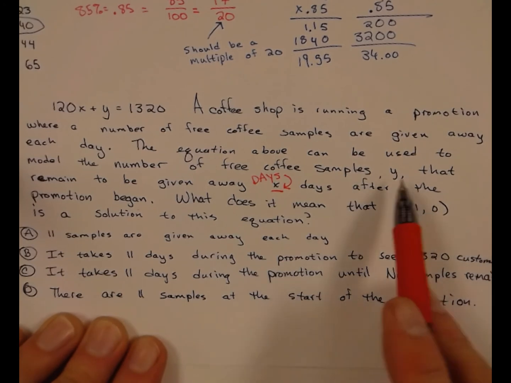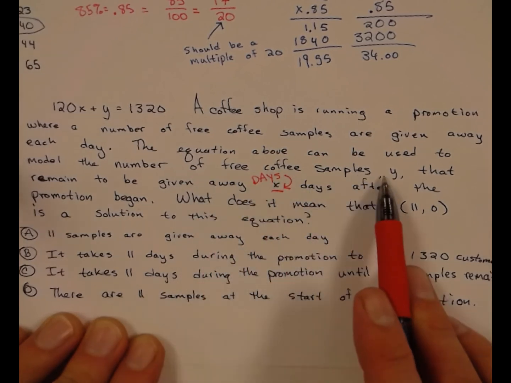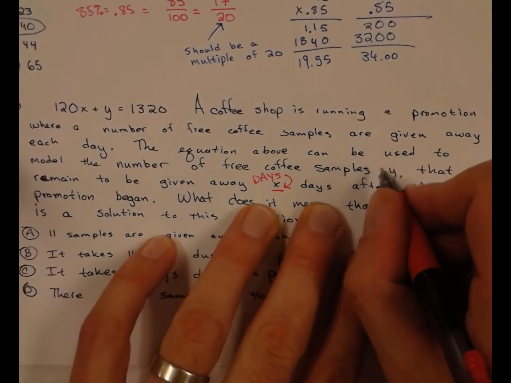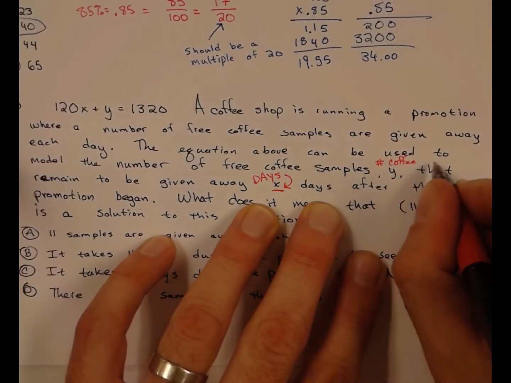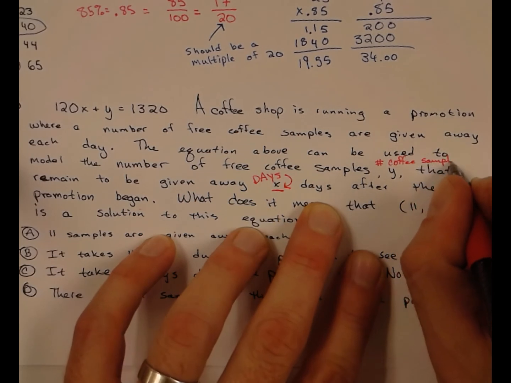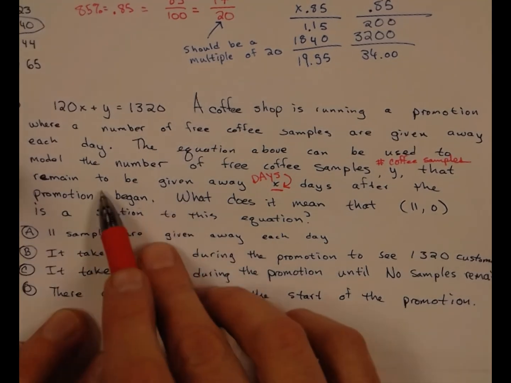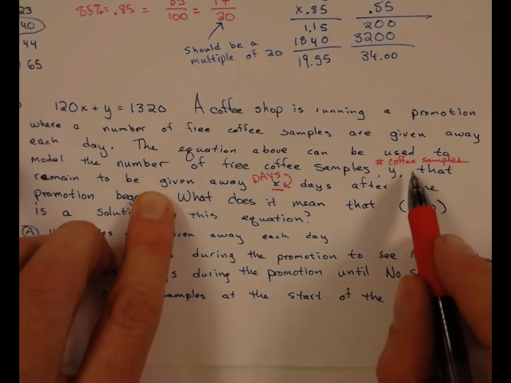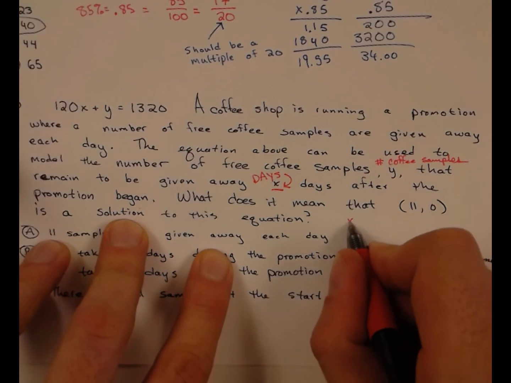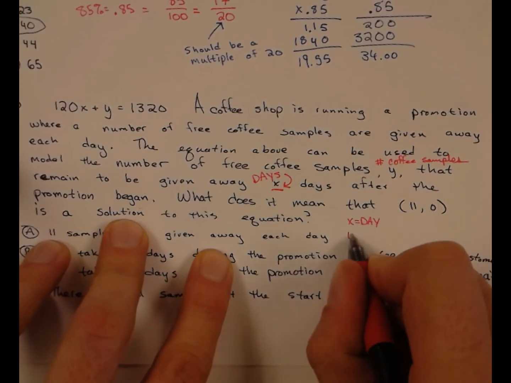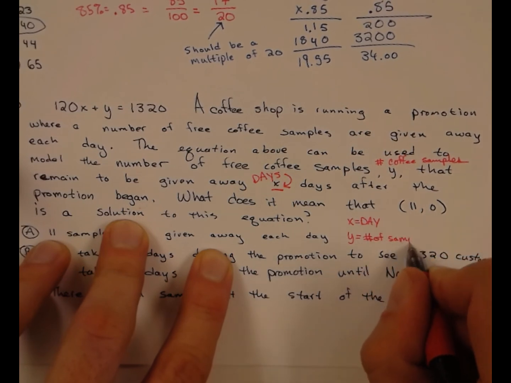And what does y represent? It actually tells us in the problem. The equation above is used to model the number of free coffee samples given. So y is equal to the number of coffee samples that remain to be given away. So the number of coffee samples left over, really. So x is the number of days, x equals days, y is the number of samples left.